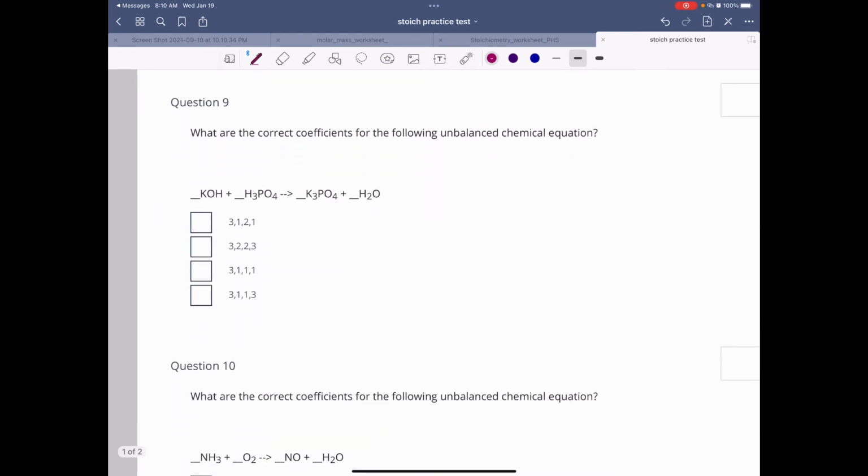What are the correct coefficients for the following unbalanced equation? Oh, another one. All right. So, again, let's do another little RP table. We got potassium, we got oxygen, we got hydrogen, and we got PO4s.